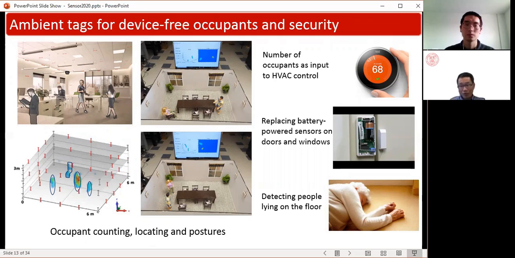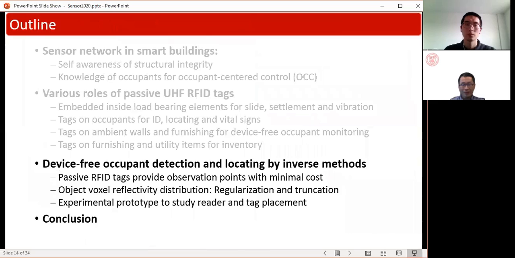And this can be used to, say, replace the battery-powered sensors on doors and windows. And also from the posture, you can detect whether people have accidentally fallen and are lying on the floor, to trigger a fall monitoring. Next slide. I'll give the time now to my students for zooming in to the device-free occupant detection.